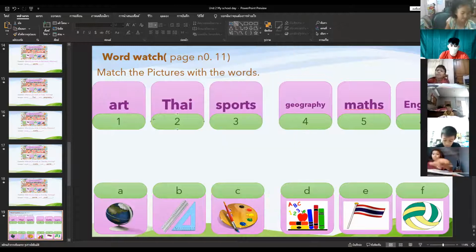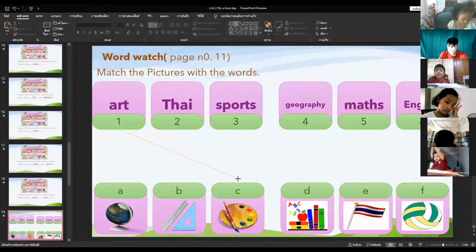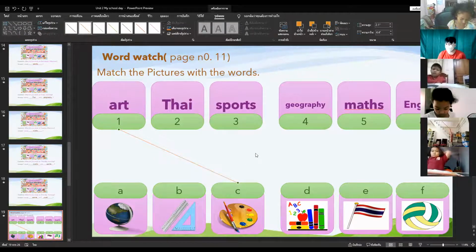Okay, for example, this one, number one, we have the word art. Where's the art? Letter what? Letter C. Okay, like that. Okay, answer in your book on page number 11. Are you finished?